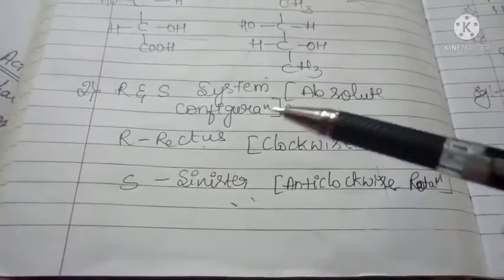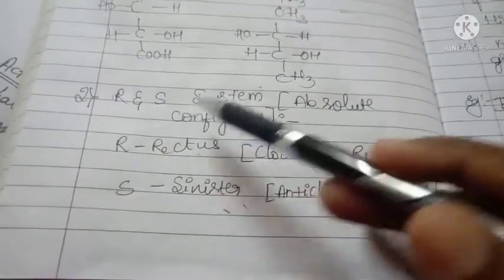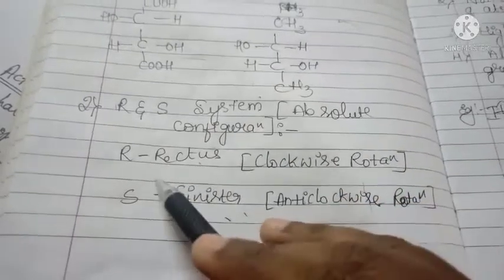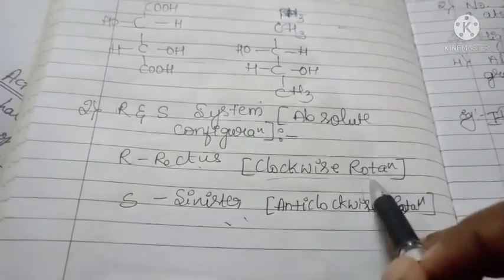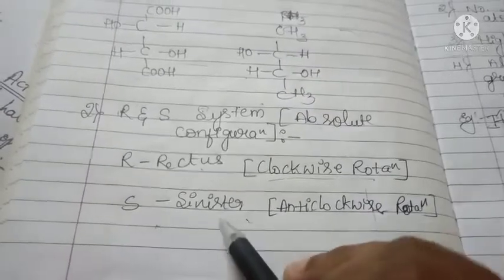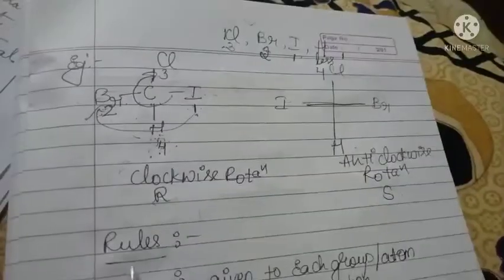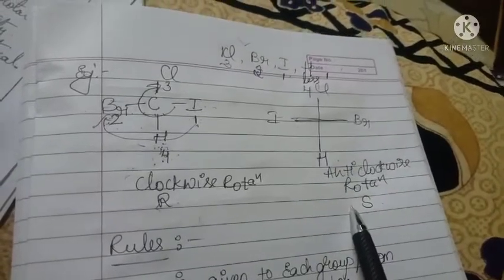Dear students, in the last class we learnt about the R and S system. It means absolute configuration. R means rectus, that is clockwise rotation. S means sinister, that is anti-clockwise rotation. Clockwise means it should be on the right side. This is the R rotation and this is the S rotation.